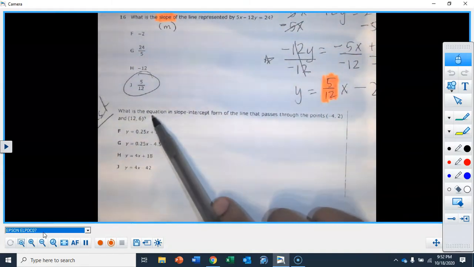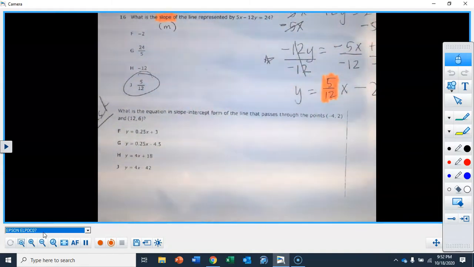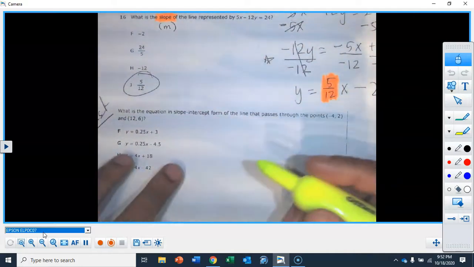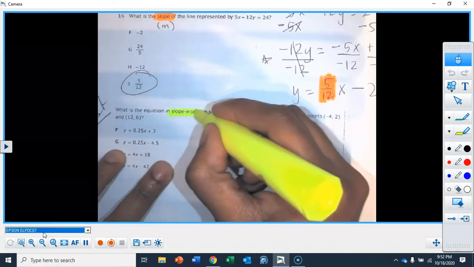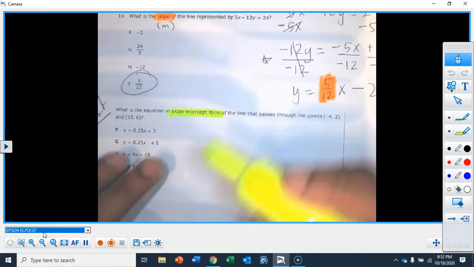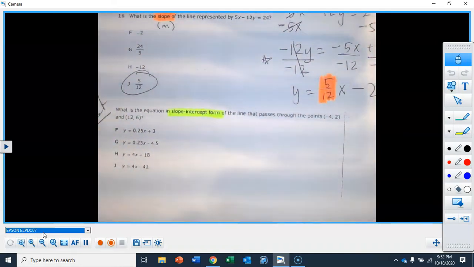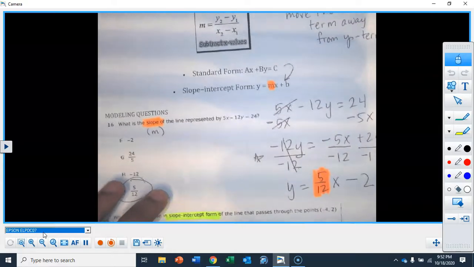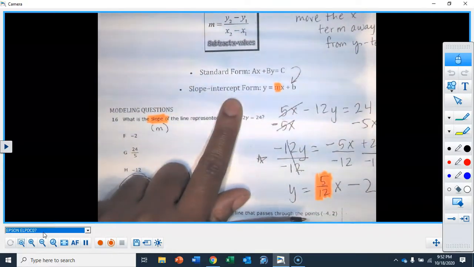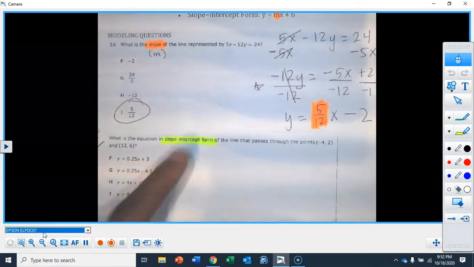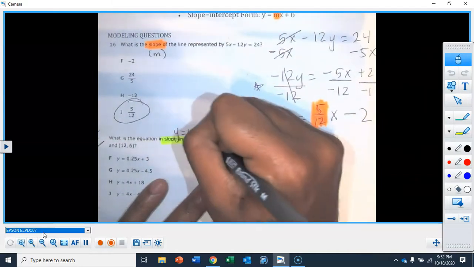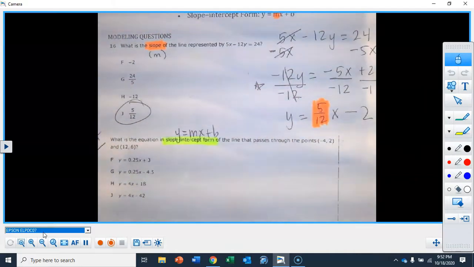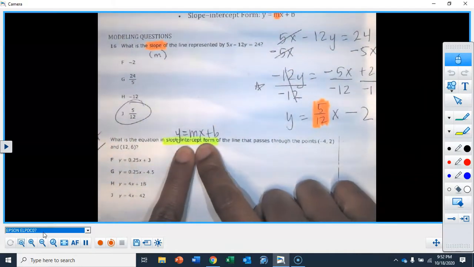What is the equation in, there it is, highlight it, circle it, mental note in your brain. What is the equation in what form? They want it in slope-intercept form. So if you're at home studying, tell yourself, Miss Mosley put it right there at the top. That means if I get on the STAR test, because this is also going to be on your formula sheet, you're looking for your equation to be in y equals mx plus b, because that is slope-intercept form.